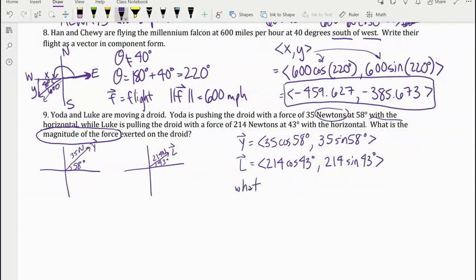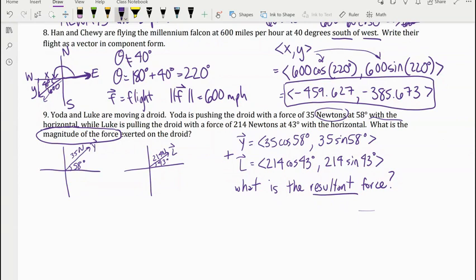That's going to be pretty much all of these application problems. A lot of them are just asking what is the resultant force. So another way of phrasing this would be what is the resultant force? Resultant, as you know, is just the vector sum. So we are going to add to get the combined force, because both of them are pushing or pulling on this droid. So we're finding the resultant, the total magnitude of the force.